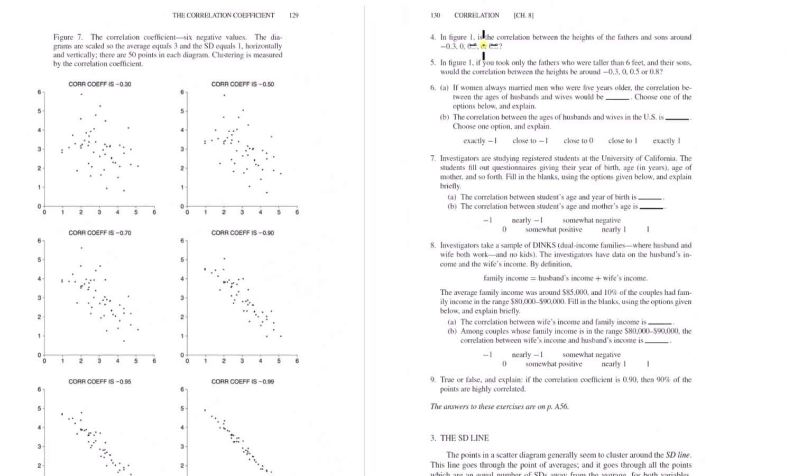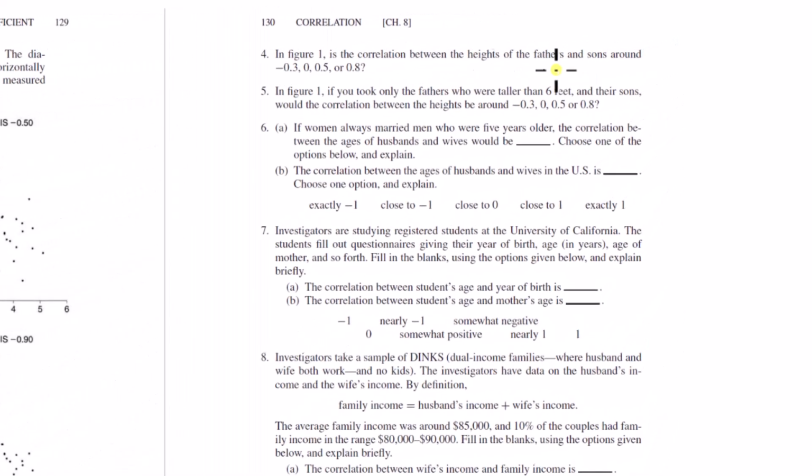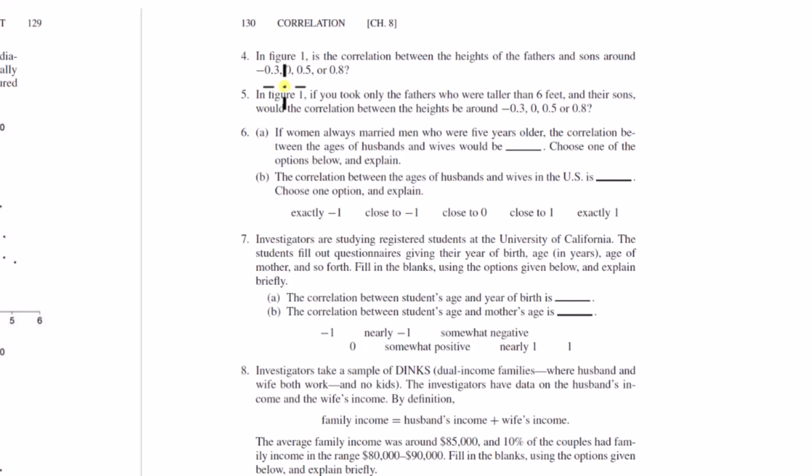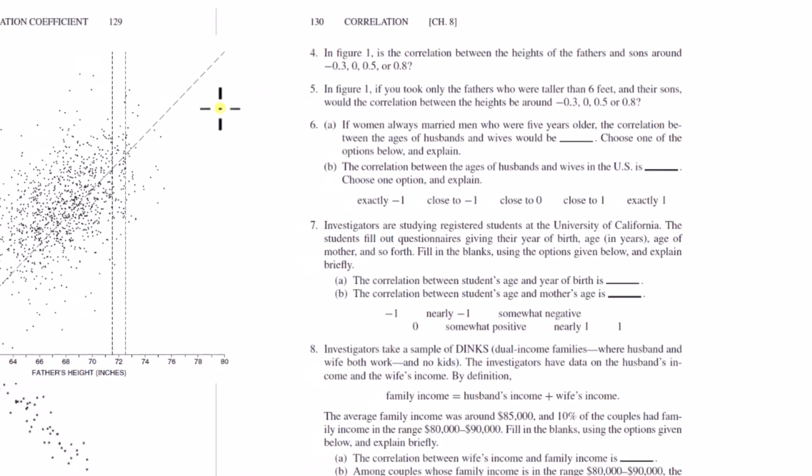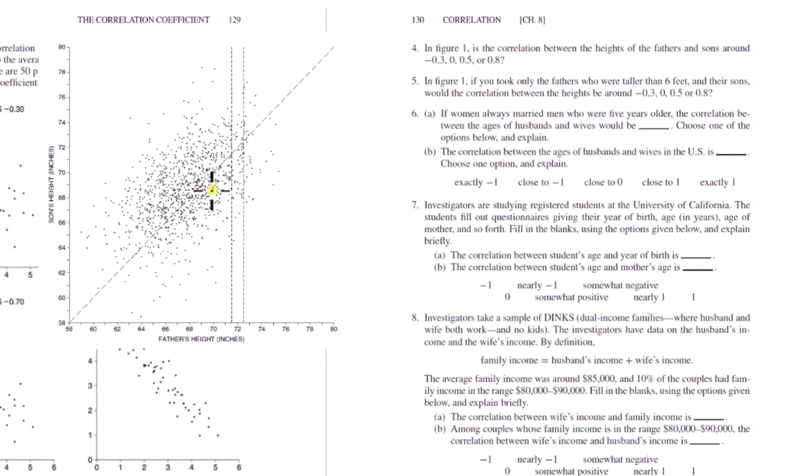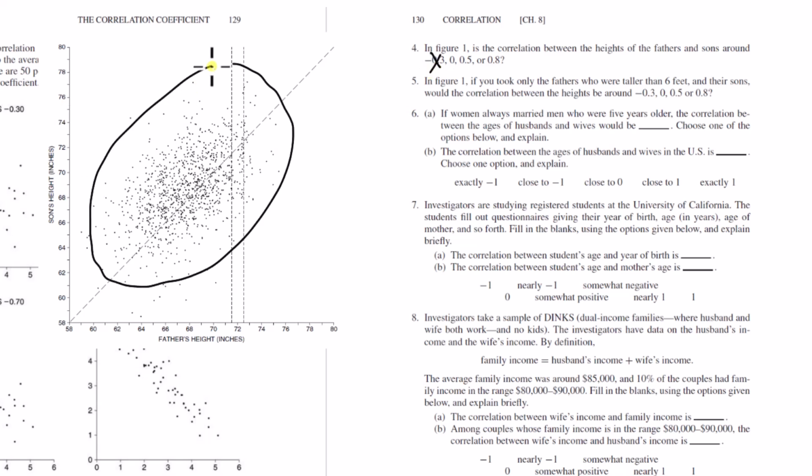In figure 1, is the correlation between the heights of the fathers and sons around minus 0.3, 0, 0.5, or 0.8? All right, so here is that scatter plot from the previous section. It's not going to be negative for sure, right? We can see it's a positive correlation, and could it be 0? No, but it's definitely pretty spread out. You could say that it correlates around this line here. So no, it's not going to be 0.